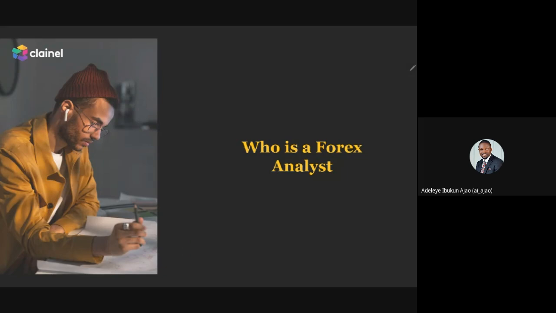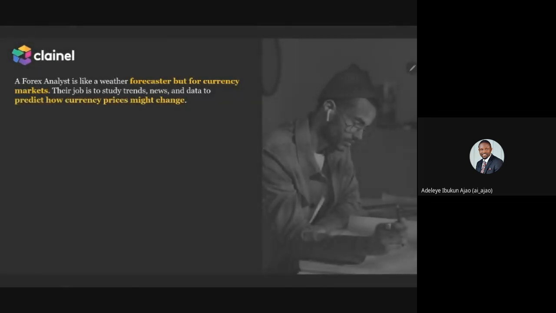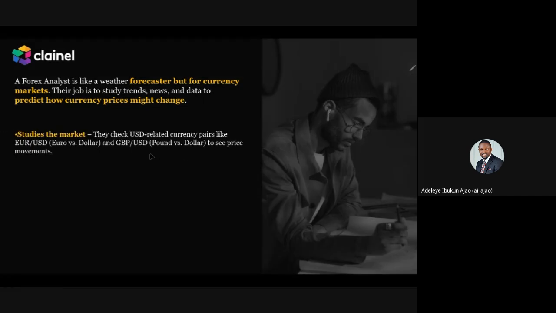and we're moving on to who is a forex analyst. I know you've heard of it, you've seen it before, but I'm here to tell you one more time who a forex analyst is. A forex analyst is like a weather forecaster, but for currency markets. Their job is to study trends and data to predict how currency prices might change. And yes, like what we just dwelled on before, the currency markets, the forex markets, currency pairs, whether the price is going to change in an upward direction or downward direction. The forex analyst analyzes the market and predicts the movements with technical analysis, fundamental analysis, and sentimental analysis.